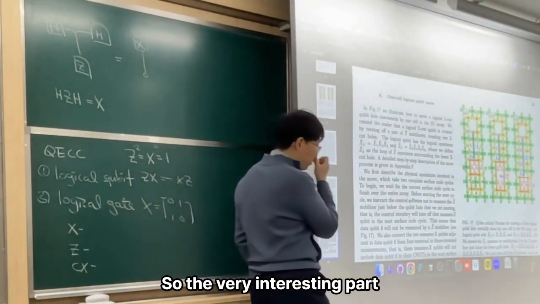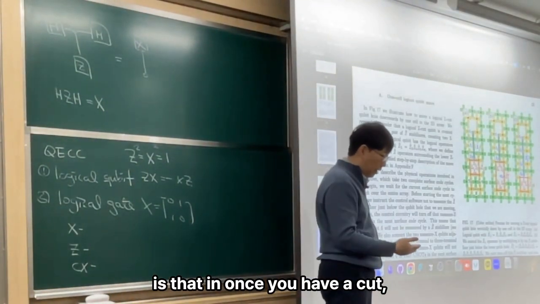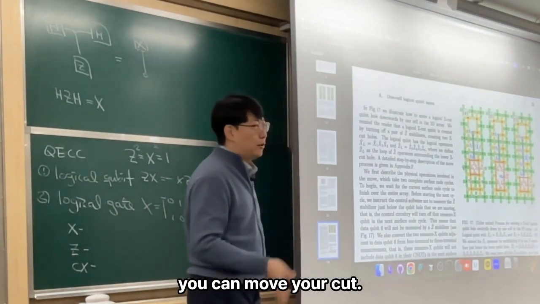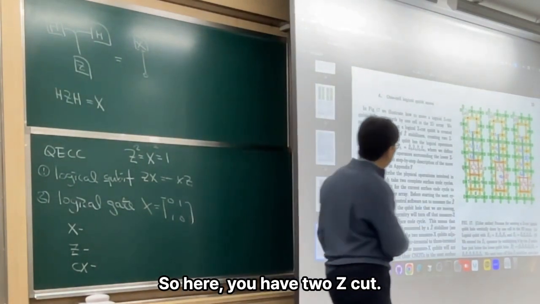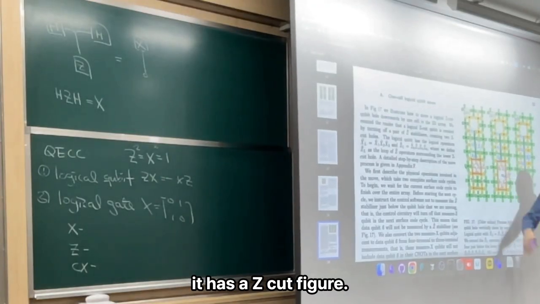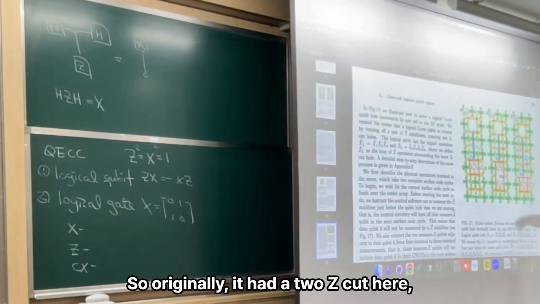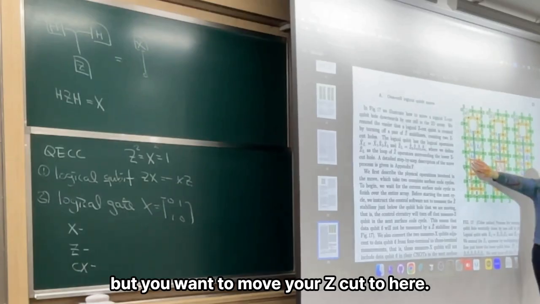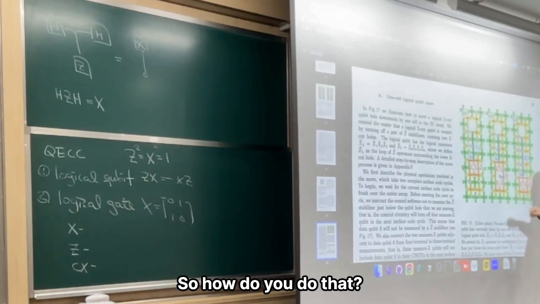So the very interesting part is that once you have an X cut qubit or Z cut qubit, you can move your cut. So here you have 2 Z cuts. So instead of an X cut, it has a Z cut figure. So originally it had 2 Z cuts here, but you want to move your Z cut to here. So how do you do that?